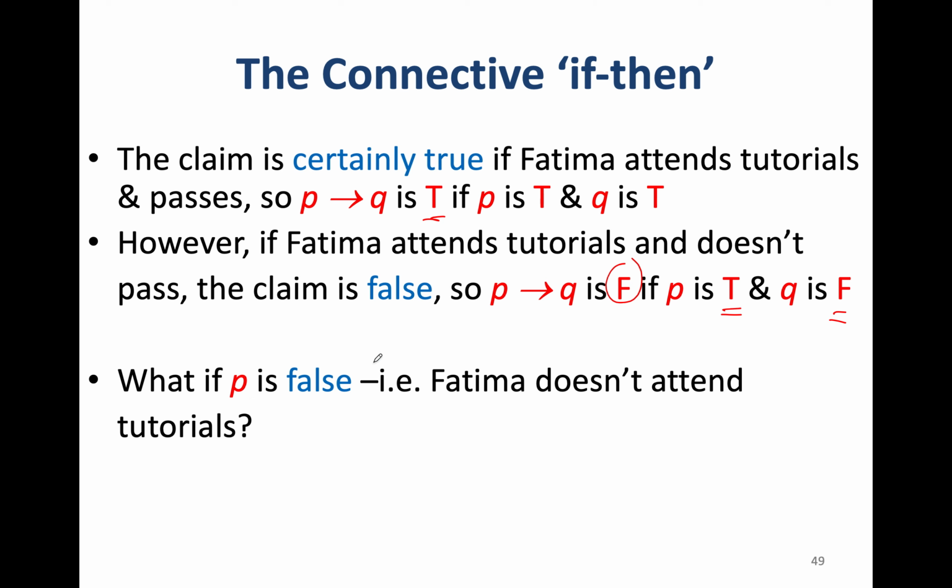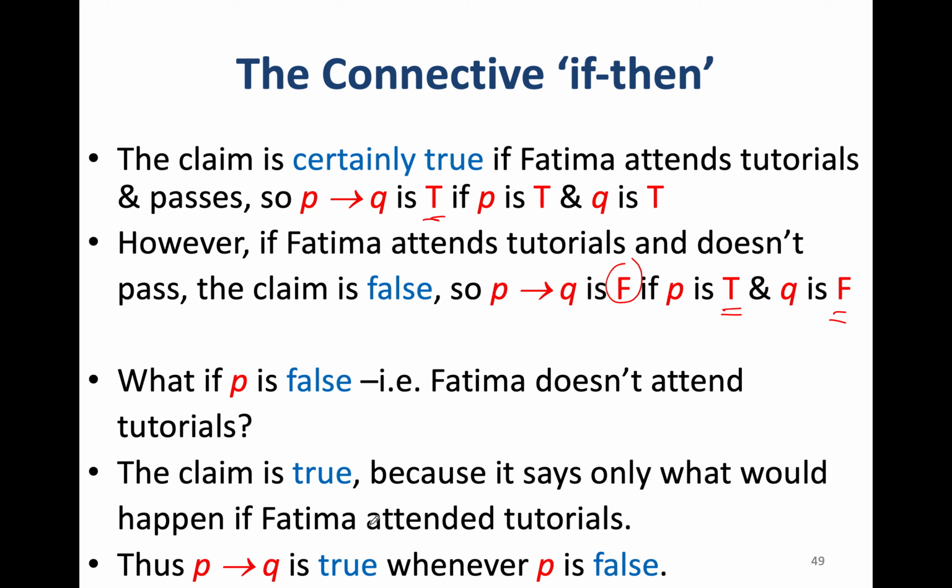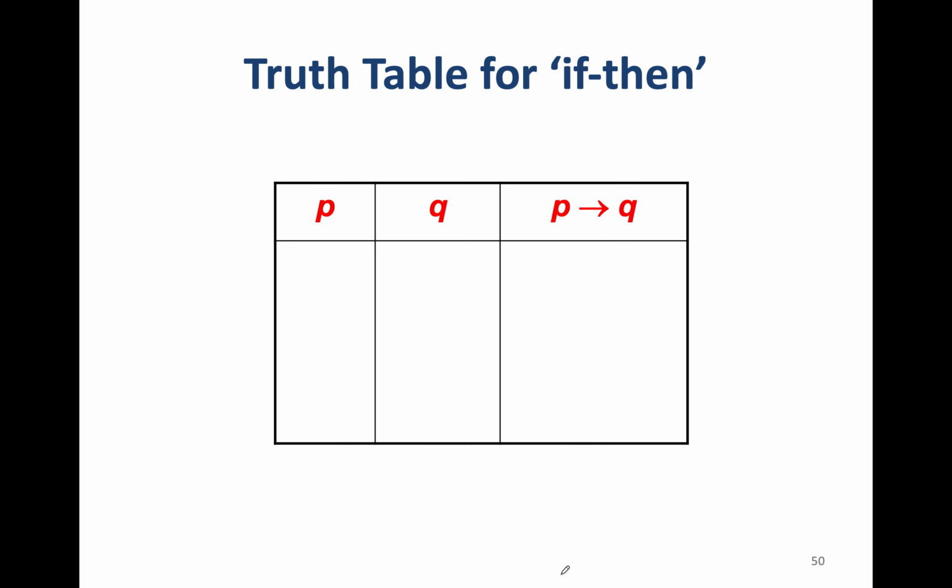Now, what if P is false? What if Fatima does not attend tutorial? What will happen? She might pass or not. So the claim is true because it says only what would happen if Fatima attends the tutorial. Because here the proposition says that if she attends the tutorial, then she will pass. Now, if she didn't attend the tutorial, I don't care about the result because we are looking for what will happen if Fatima attends tutorials. So if P then Q is true whenever P is false.